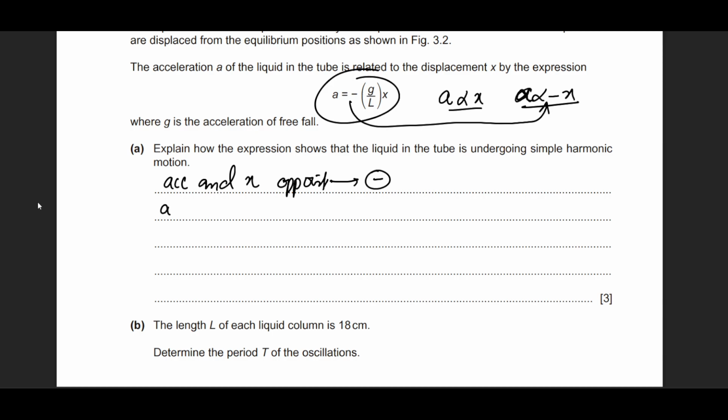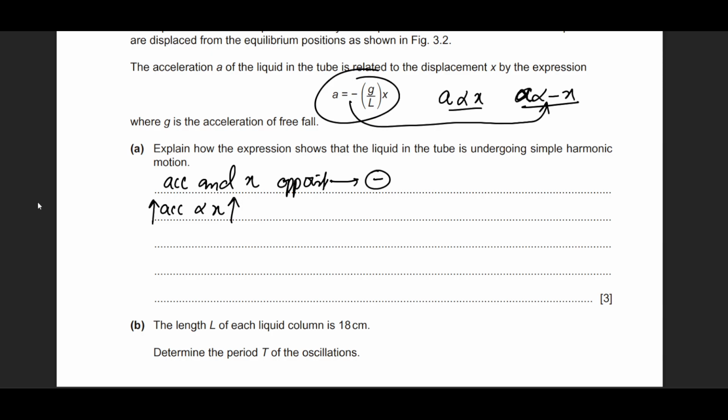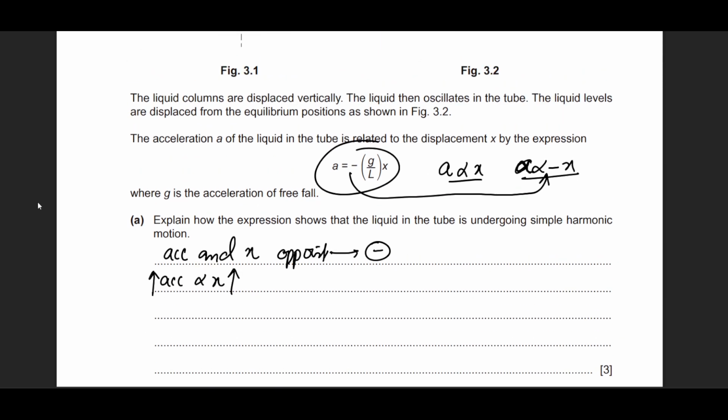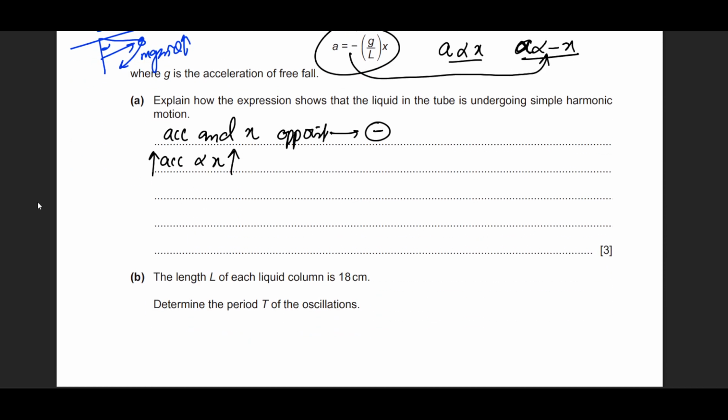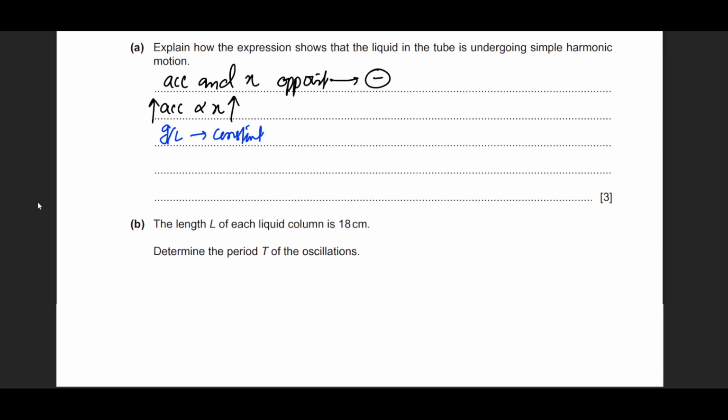Then the acceleration is proportional to the displacement. So as far as you're going away from the mean position, your acceleration will increase. Same thing applies for the pendulum case. From the mean position, if you're very far away, the angle theta increases. So the restoring force, which is mg sin theta, also increases, and hence acceleration keeps increasing. And of course, we have a constant, which is g by L.